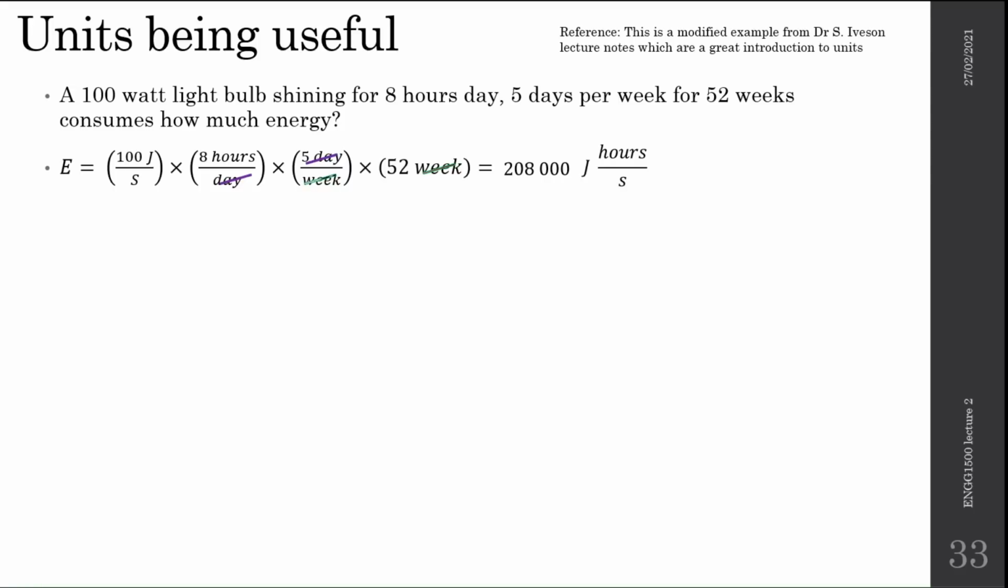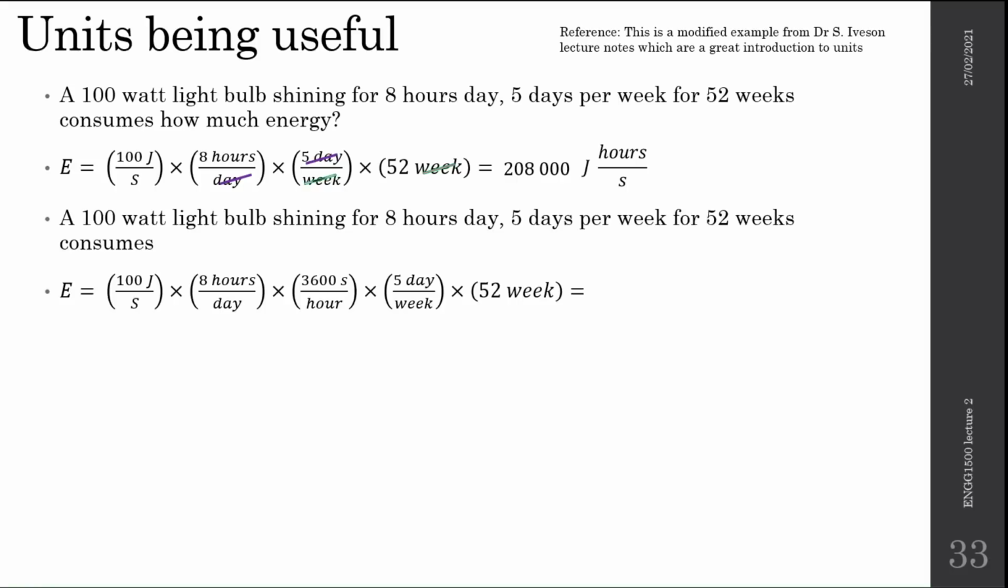Our unit should be joules. This should be an amount of energy, and it should be joules, because joules are a measure of energy. So the joules are good. The hour seconds are not good. What do we miss? Well, we miss the fact that there are 3,600 seconds in an hour. We never compensated for that anywhere.